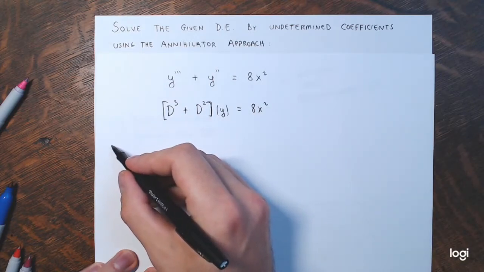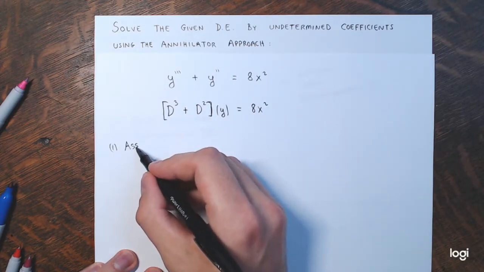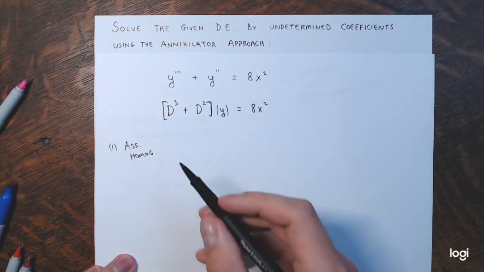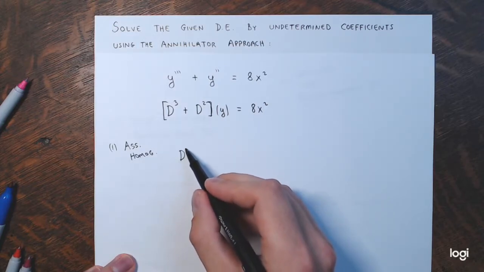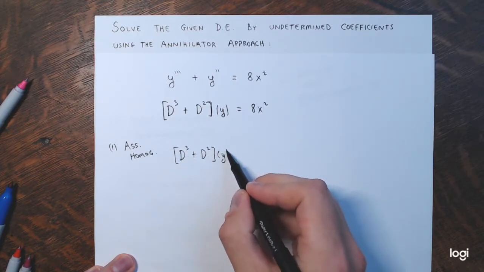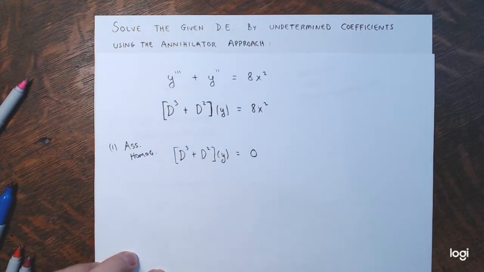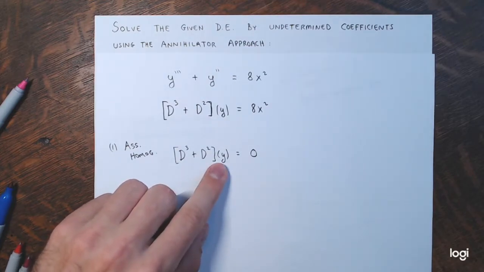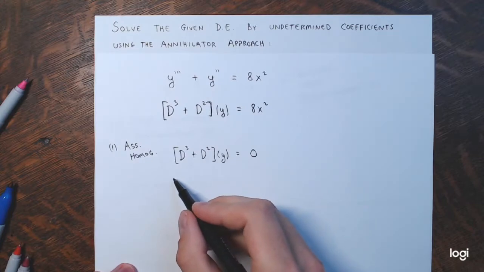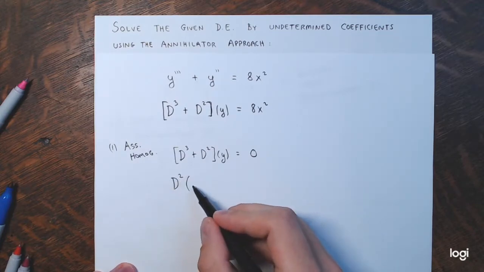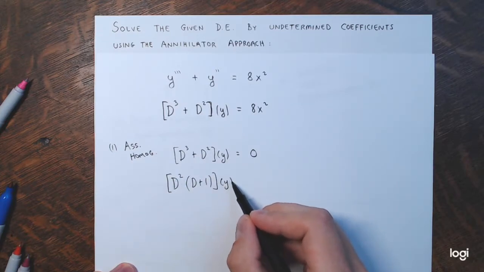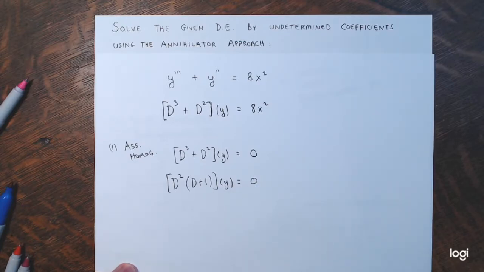All right, so first part, again, the associated homogeneous equation, which would be just D cubed plus D squared applied to y equals 0. And we have to think about what kind of functions, what could I replace y with that would actually be annihilated by D cubed plus D squared. Now, if you factor D cubed plus D squared, you'd have D squared times D plus 1. That operator applied to y equals 0 annihilates y.